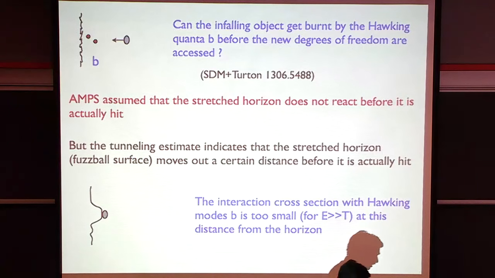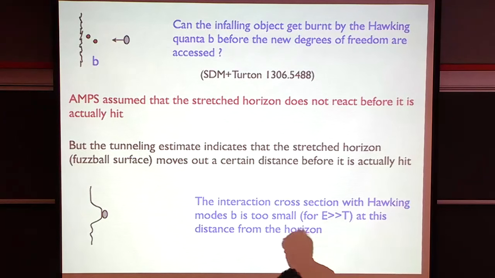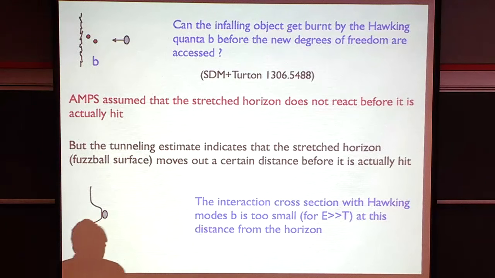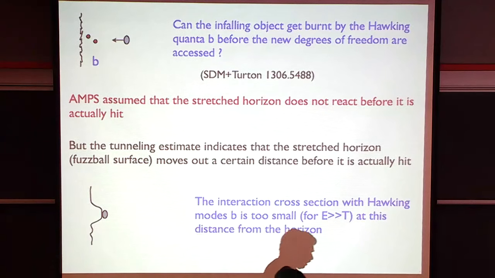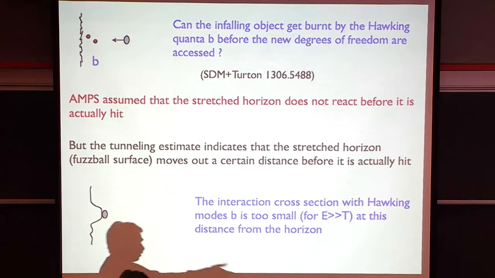If you're going to fall and get new states, and these states are not entangled, you can say, okay, the argument is gone. But you know, we had nice email exchanges with Joe and Don over the last year. They were very patient with their time. And their main worry was you could get burnt by the quanta coming out before you hit the fuzzball surface and access these new degrees of freedom. Then it wouldn't help you, because if you've already gotten burnt, then when you hit the surface, you can create new degrees of freedom, but they won't faithfully give you what you were. I mean, they can do something, but they can't possibly be a faithful map of what you were.